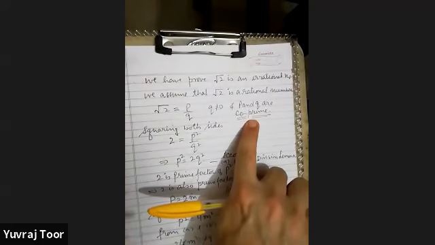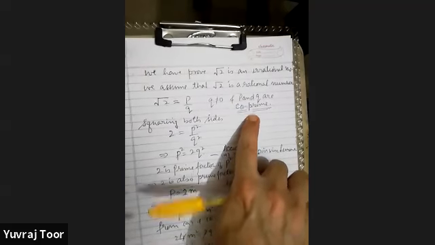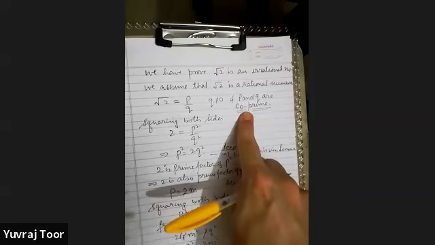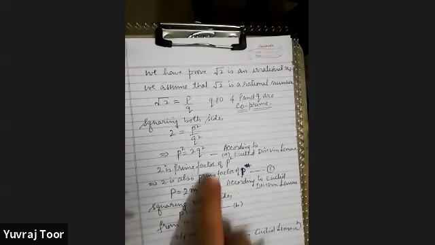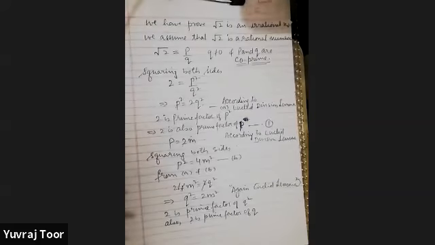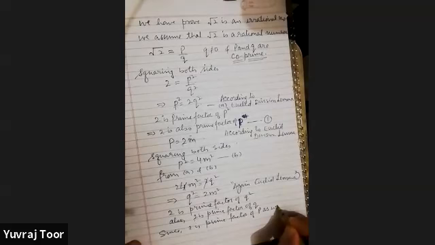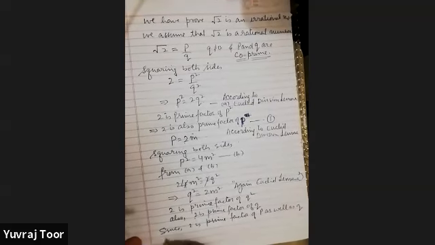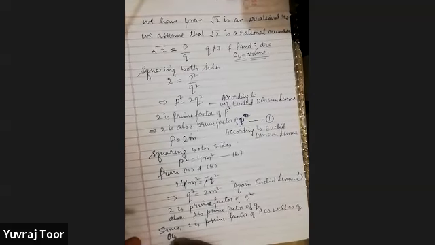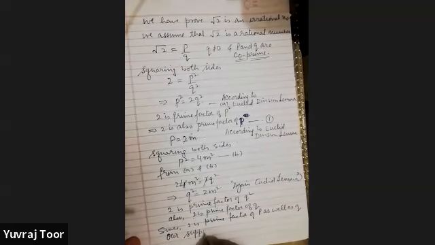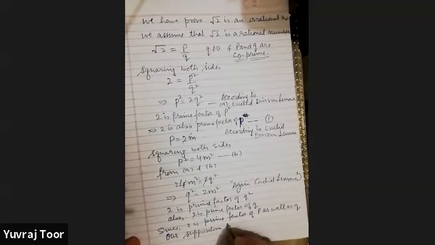Over here, what we said? Co-prime. We said they are co-prime, but over here they are having a common factor. Since 2 is a prime factor of p as well as q, our supposition is wrong.